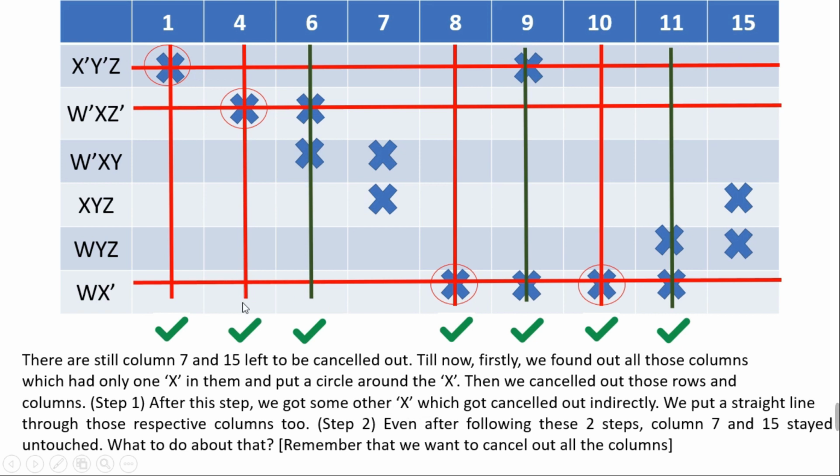So even after following these two steps, column 7 and 15 still got untouched. We could not touch column 7 and 15. We could not do anything to the axis of column 7 and 15. So we need to cancel those columns too. So how can we actually do that?